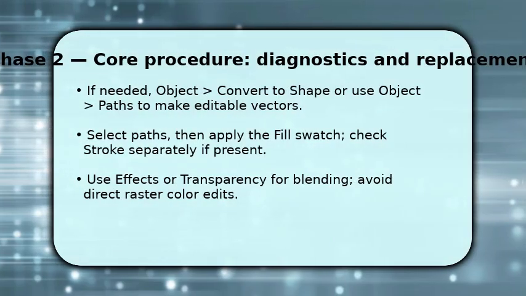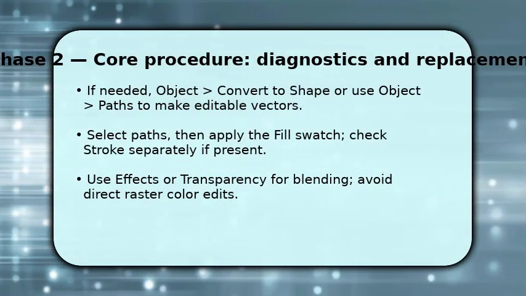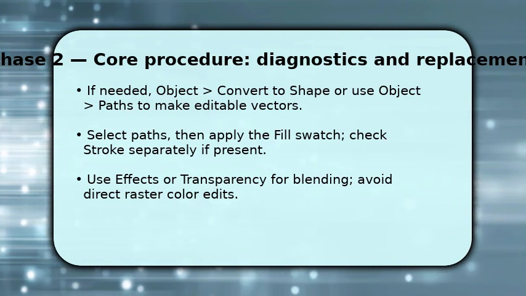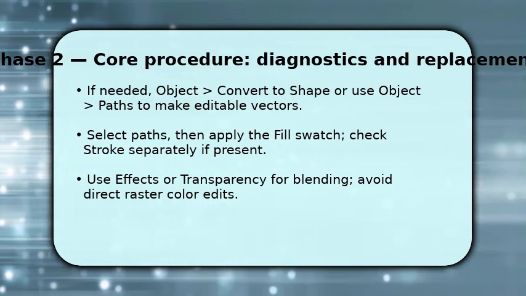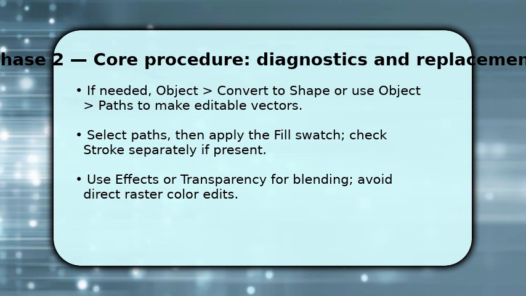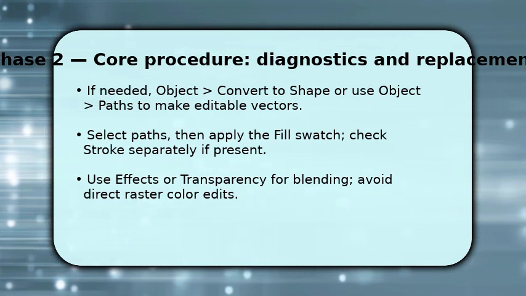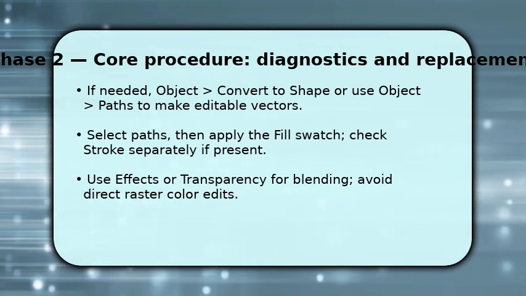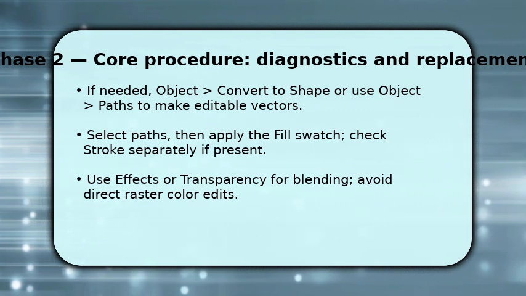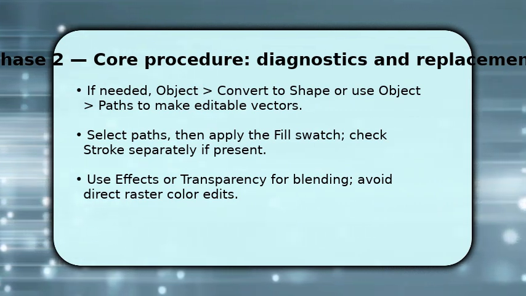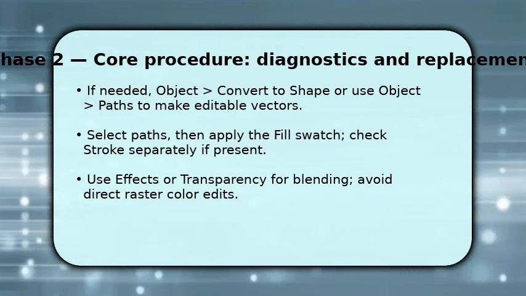Once the icon is editable vector paths, select the specific path groups or subpaths you want colored and apply your chosen swatch to the fill. Make sure you are editing fill, not stroke, unless you intend to change strokes. Switch panels accordingly. If the graphic was grouped, use ungroup or enter isolation mode to reach internal shapes.